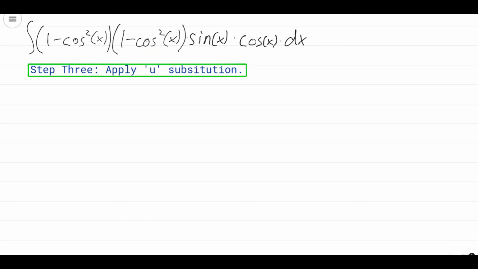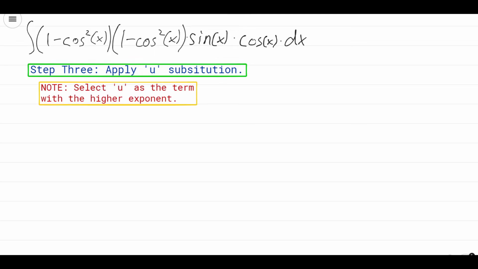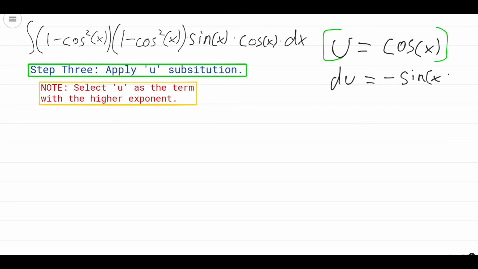In order to do this, we need to make a note that we're going to select our u as the term with the highest exponent. So what's the highest exponent now? It's cosine. It's no longer sine, it's cosine. So our u is equal to cosine of x. Our du, the derivative of cosine, is negative sine of x times dx, and dx would be equal to du divided by negative sine of x.